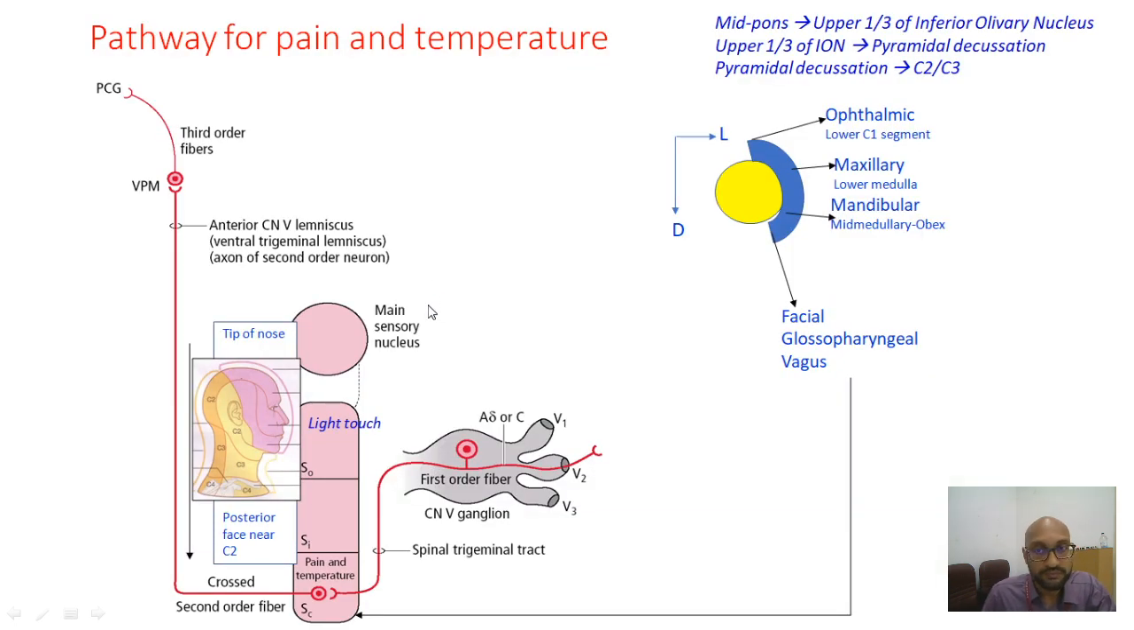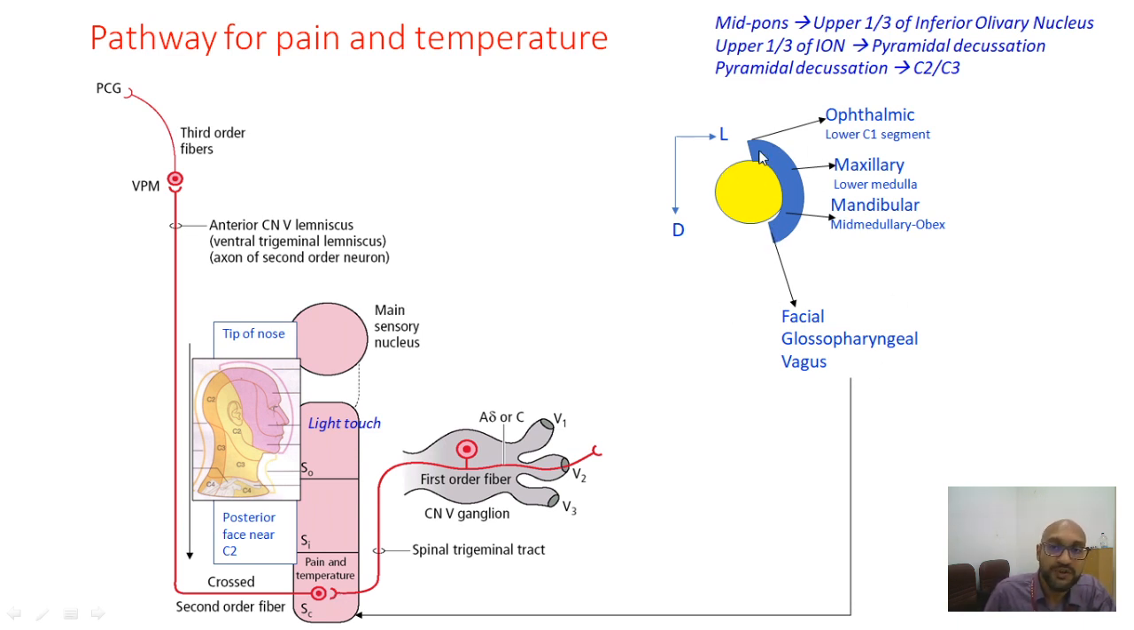Now, if you look at the pathway for pain and temperature, that means corresponding to the spinothalamic tract, the first order neuron is found in the trigeminal ganglion, and from there it goes down to the lower part of the spinal nucleus, crosses to the opposite side and goes to the VPM, and from there to the postcentral gyrus. Now, there is a certain somatotopy that is related to it.